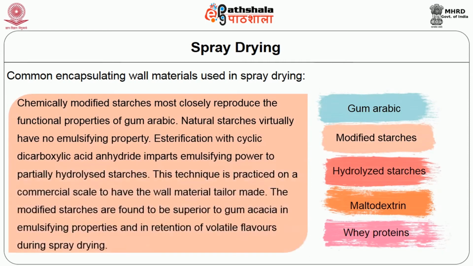Modified starches. Chemically modified starches most closely reproduce the functional properties of gum arabic. Natural starches virtually have no emulsifying property. Esterification with cyclic dicarboxylic acid anhydride imparts emulsifying power to the partially hydrolyzed starches. This technique is practiced on a commercial scale to have the wall material tailor-made. The modified starches are found to be superior to gum acacia in emulsifying properties and in retention of volatile flavors during spray drying.